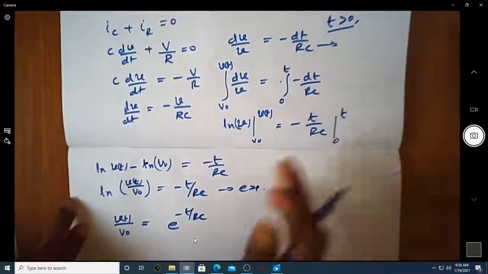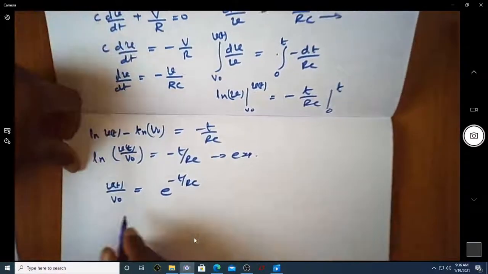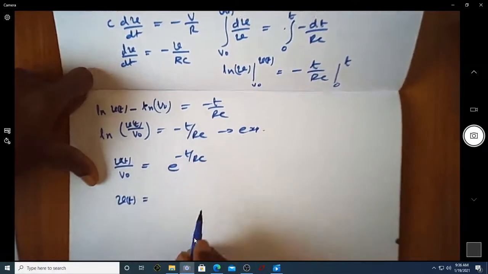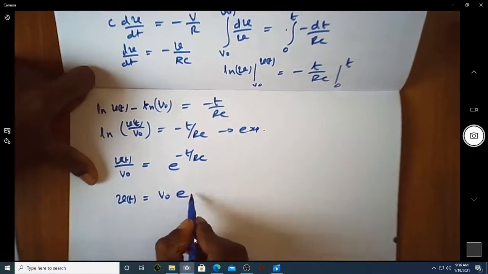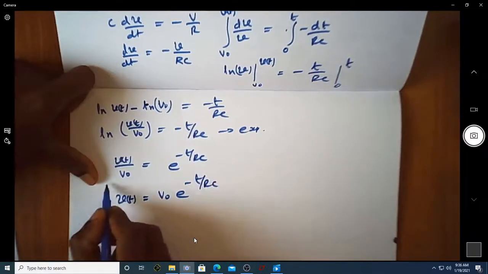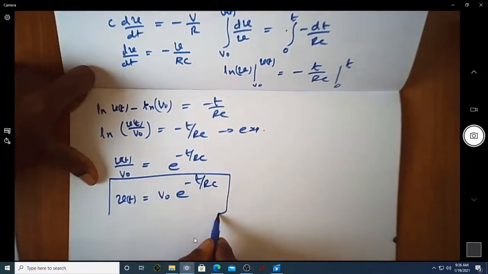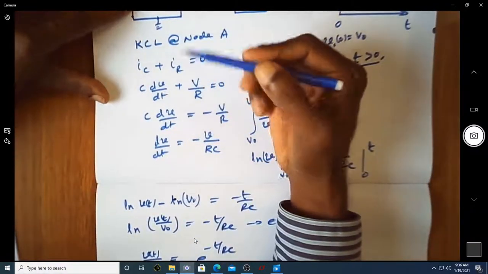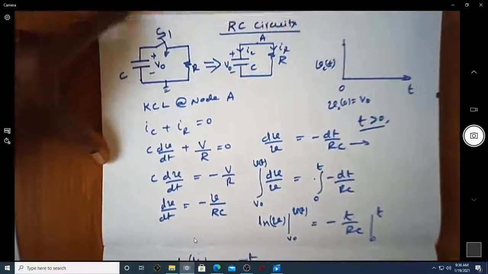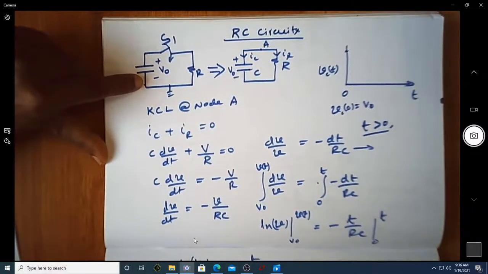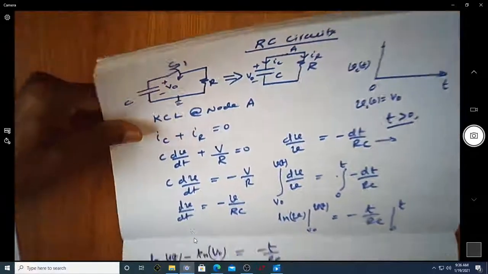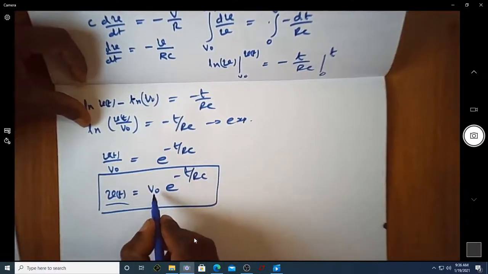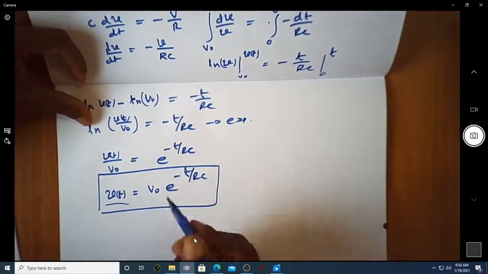If you further rewrite this, Vt is equal to V0 into e power minus t by RC. So if you can see, this is the expression for Vt, which happens to be the voltage across the capacitor. So this Vt is nothing but the voltage across the capacitor at a given time, given by V0 multiplied by e power minus t by RC. So this V0 is the capacitor voltage that is stored initially.